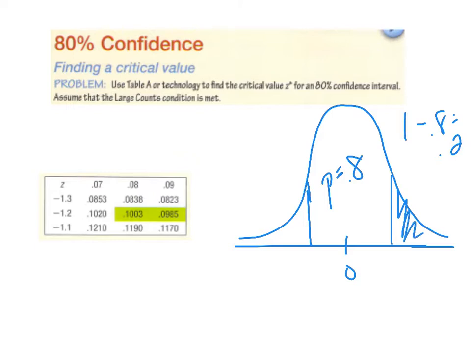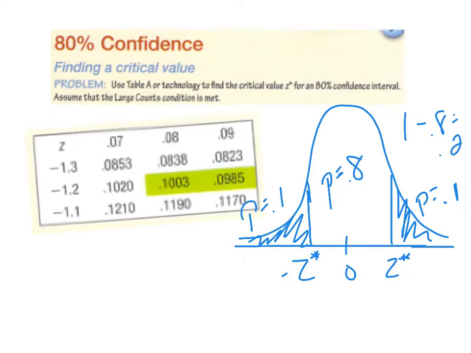So when I split that 0.2 between my two sides, I get an area of 0.1 on one end and an area of 0.1 on the other end. What I'm looking for is this critical value z here. This is the point where I've got an area of 0.1 to the right under my standard normal curve. So I could use my table A. This is a little portion here of your table A.